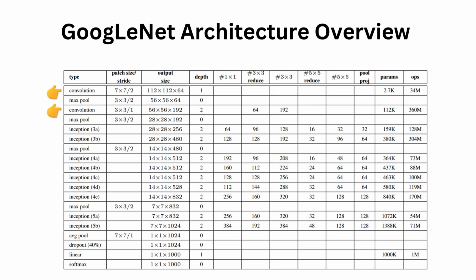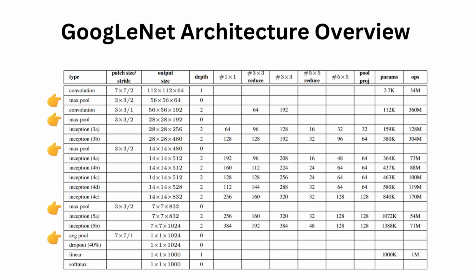We have the initial 7x7 convolution followed by a 3x3 convolution. In between these two, there is a 1x1 convolution which appears in the column 3x3 reduce. It's a bit confusing, but it's there. Whenever you see an element in the reduce column, it means there's a 1x1 convolution involved.